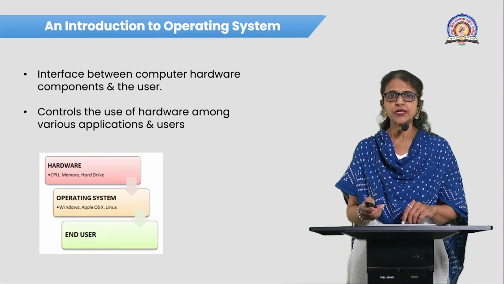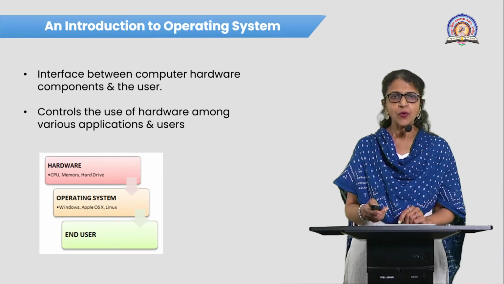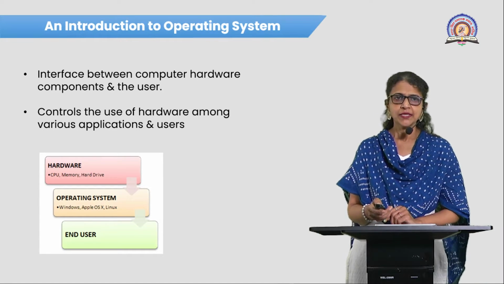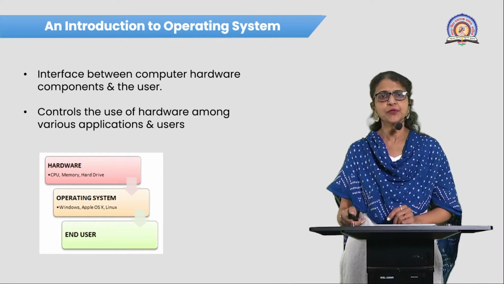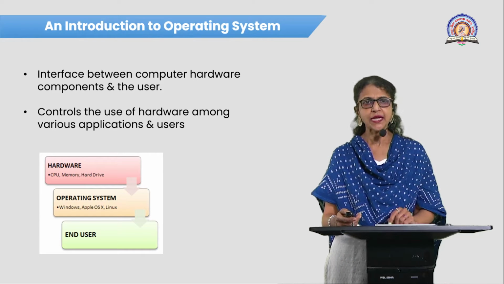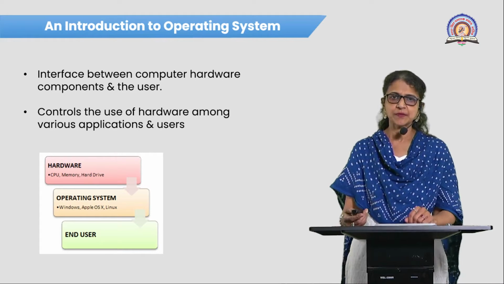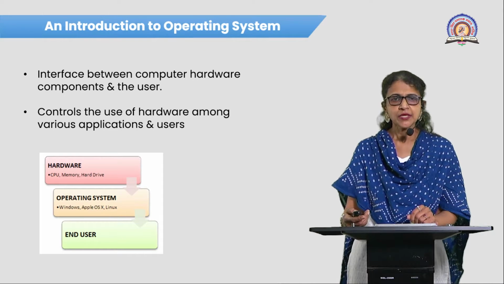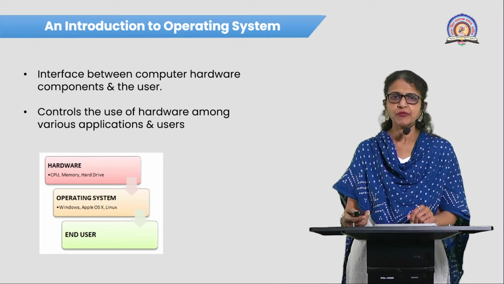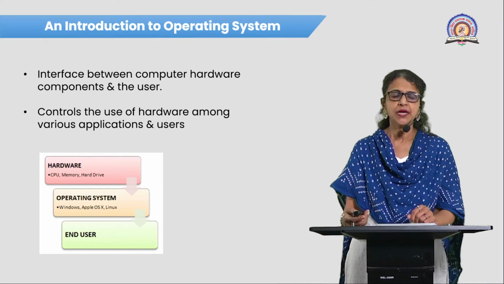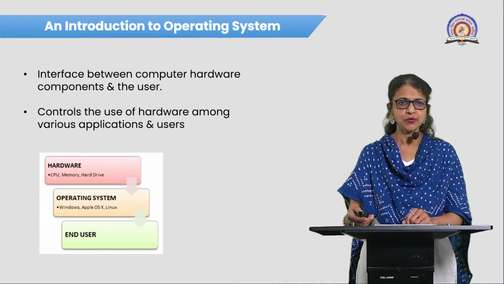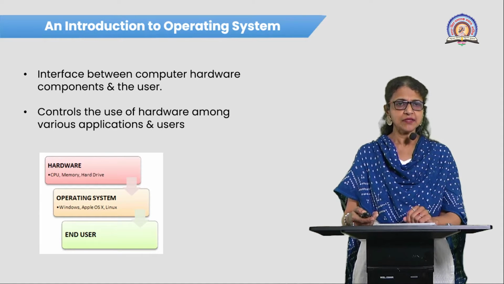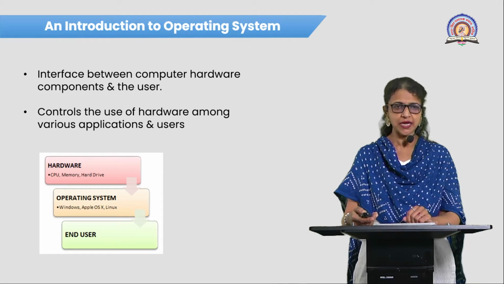Now consider what is an operating system. Operating system is a very basic computer system. It acts as the interface between computer hardware components and user. So it is the interface between user of the computer and hardware components. It controls the use of hardware among various applications and users. I have shown that in the diagram below. You can see over there, operating system is acting as an interface between hardware and end user.